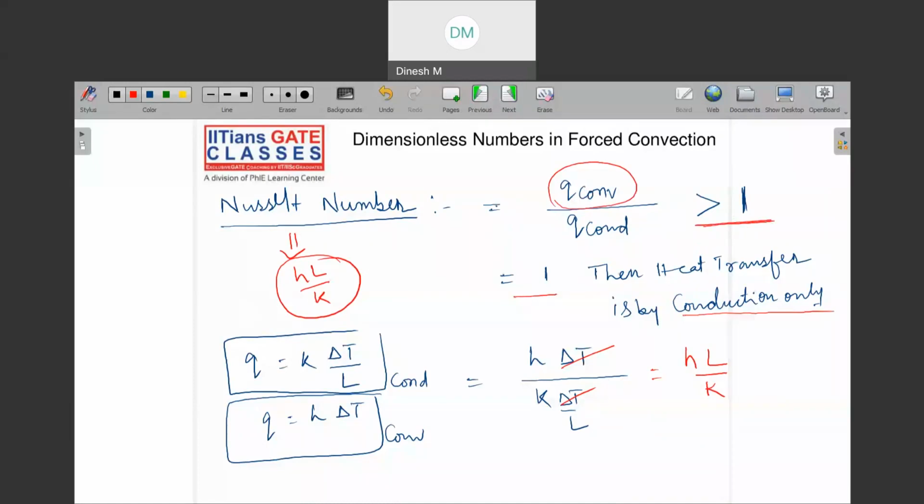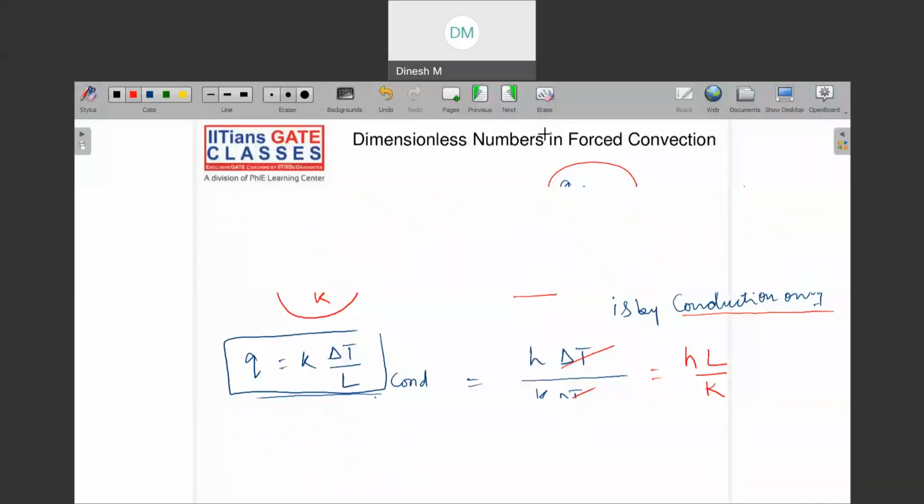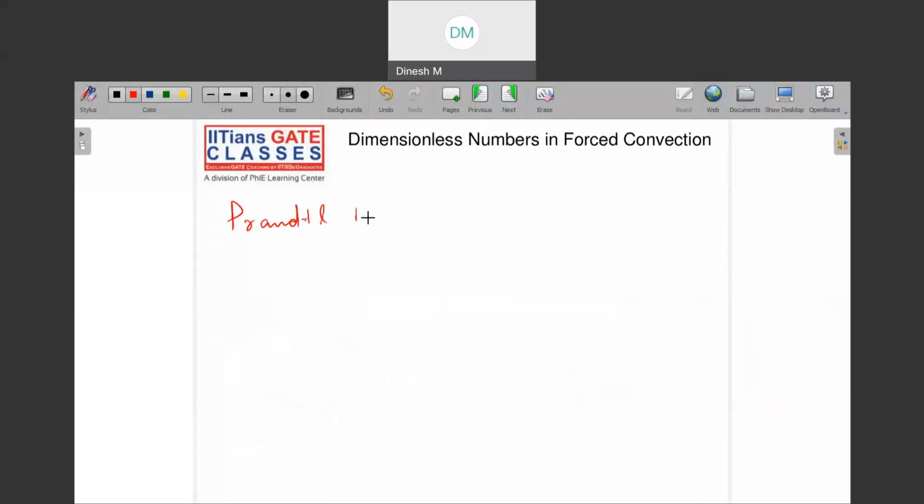Got it? Okay. Now we know Nusselt number and Reynolds number. There is one very important number, the Prandtl number. We will come to the Prandtl number a little bit later, just in a few minutes. Before that, let us try to understand a few things.